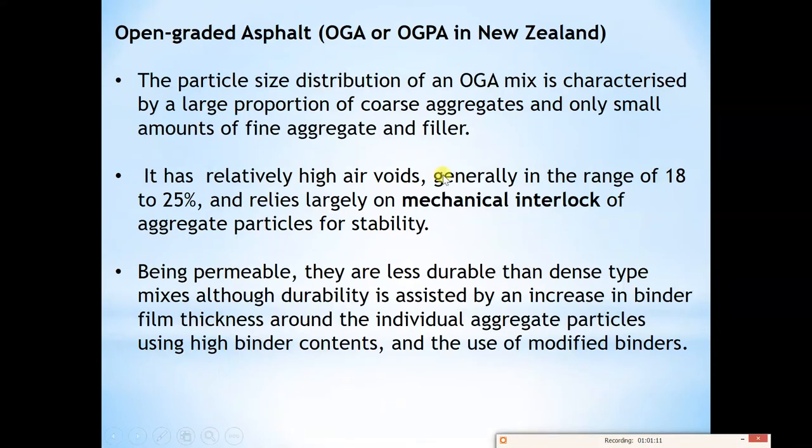Okay, because of this high air void, 18 to 25%, it is very permeable, very porous. As we said earlier, the bitumen content is not high and there's not much filler, so it's not going to be durable. So the open graded asphalt is less durable than the dense type mix.